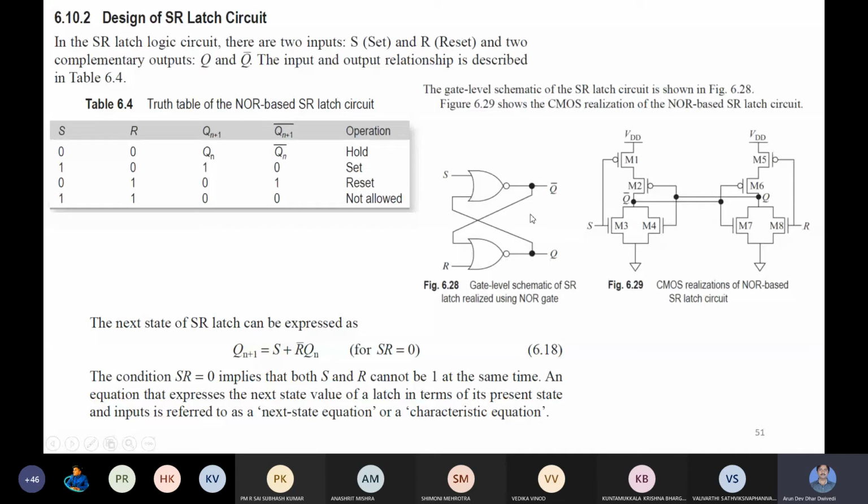So in this way, basically nothing difficult. It is easy. The truth table and working of the SR latch you already know from digital electronics. From that, this NOR gate level implementation of the SR latch is given, and based on that we are able to find out the CMOS implementation of the SR latch.